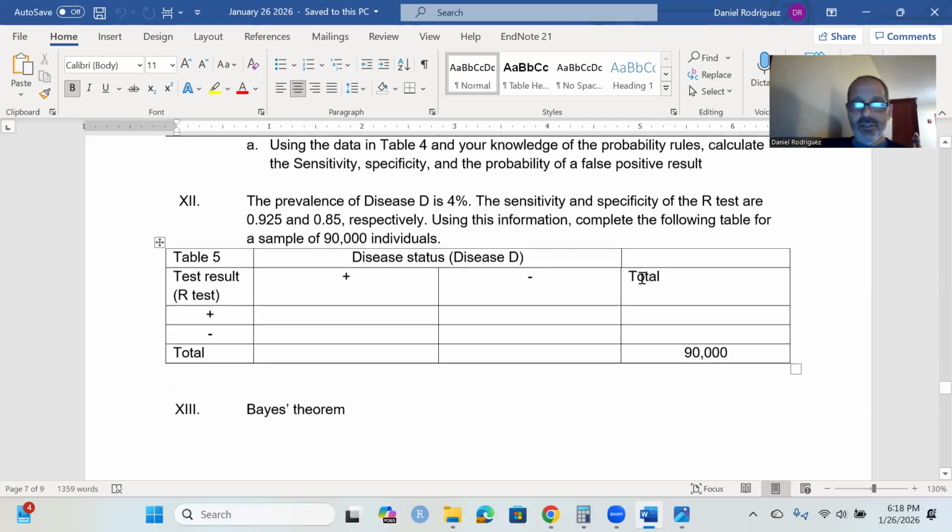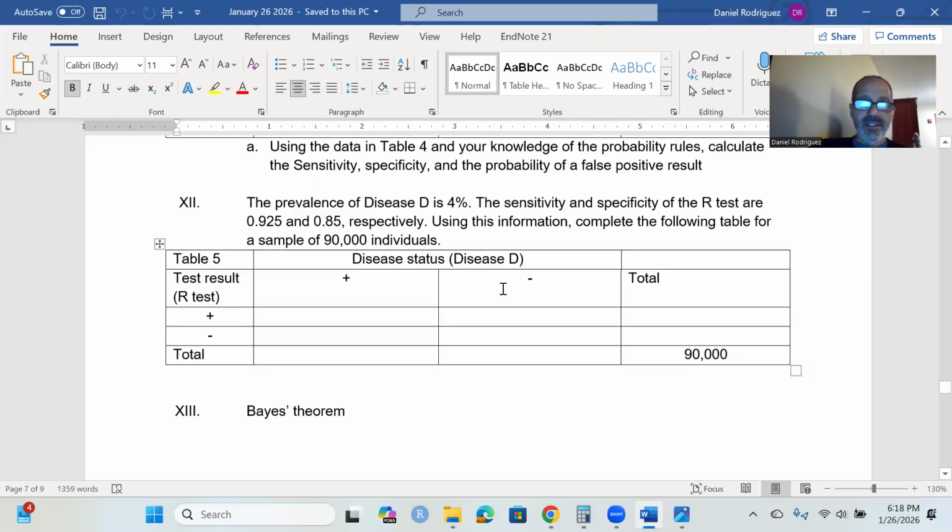What else did I ask for? Complete the table. Okay, so you can complete this table here. You should be able to do that, and you should remember how to do this. If I give you the prevalence, in this case 4%, and we multiply 4% by 90,000, we get the number of disease positives. Prevalence is just the probability of one having the disease in the community. So if I had 100 people and it's 4%, 4 out of those 100 people are likely to have the disease. It doesn't matter; as long as we have the prevalence, we can apply it to any sample.